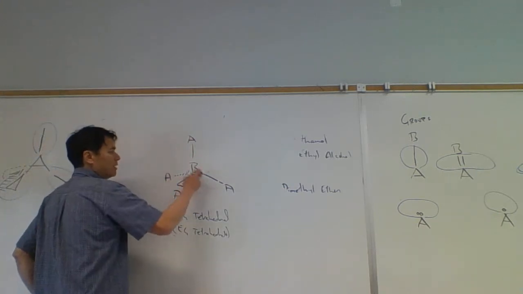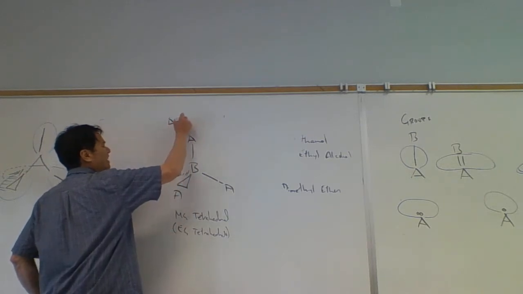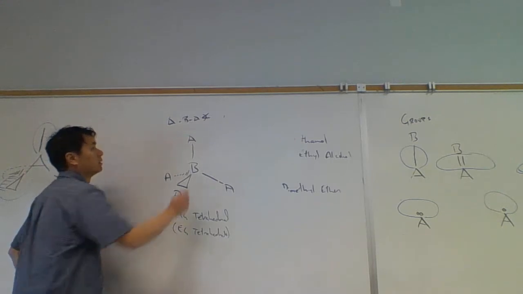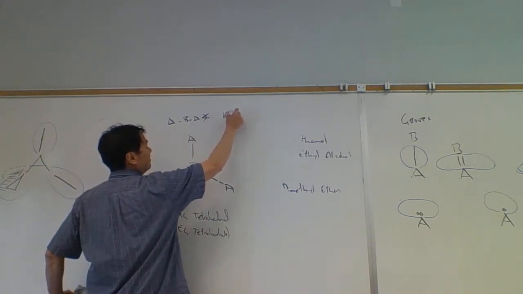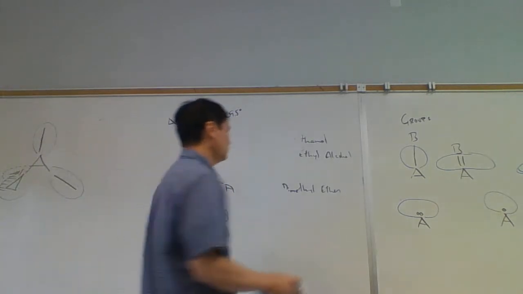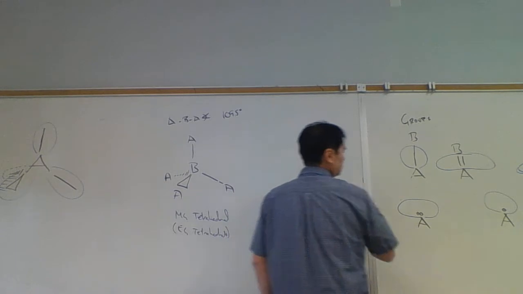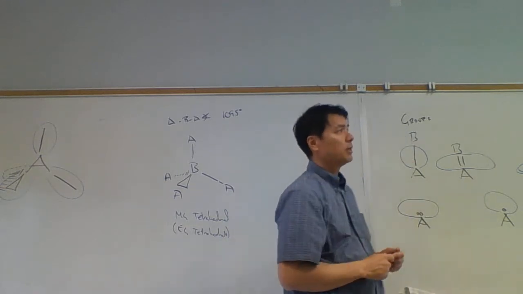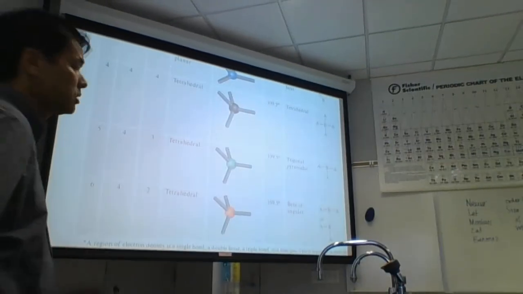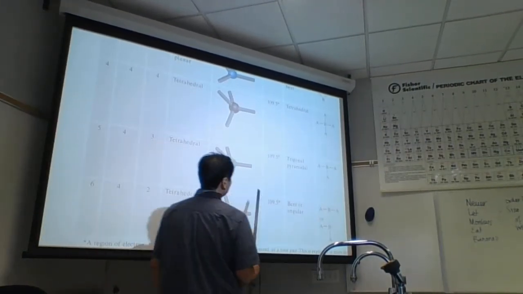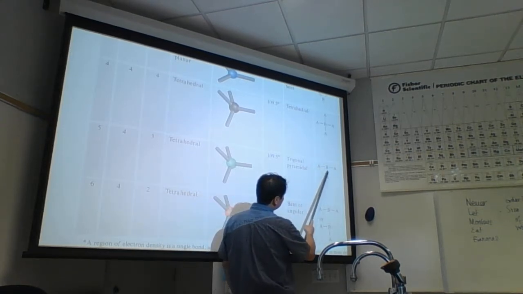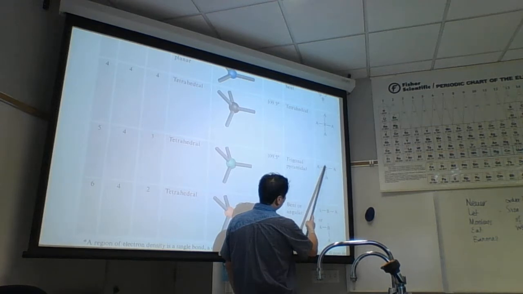Now we can make a prediction about the angle. The ABA angle should be 109.5 degrees. Okay, that's one of the molecular geometries. Another molecular geometry that we see for the tetrahedral electron geometry is this. Let's remove one of the bonds and replace it with a lone pair. So again, we still have 4 groups: 3 single bonds and 1 lone pair.